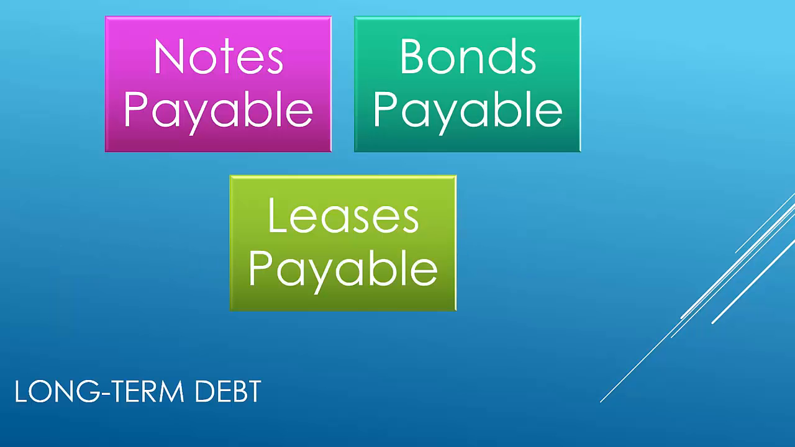So there are different kinds of long-term debt. There's notes payable, bonds payable, and leases. Those are different ways for us to do capital structuring within our company, meaning where does the company finance itself? Where does it get its money from?